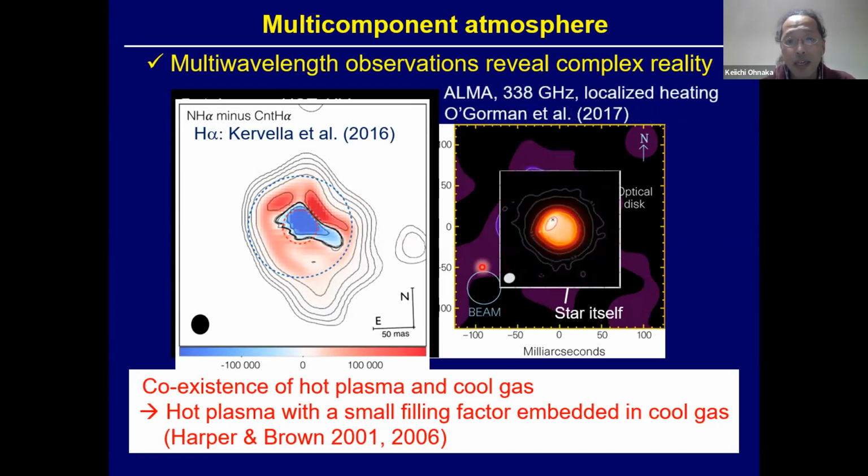And we can overlay the more recent ALMA image taken by Ogawa et al. at 338 gigahertz, and it also shows an extended atmosphere, and there is some localized heating spot here. So obviously the cool neutral gas or molecular gas and the chromospheric gas are coexisting within the 2 or 3 stellar radii. So possibly hot plasma has a small filling factor and is embedded in the cool gas.